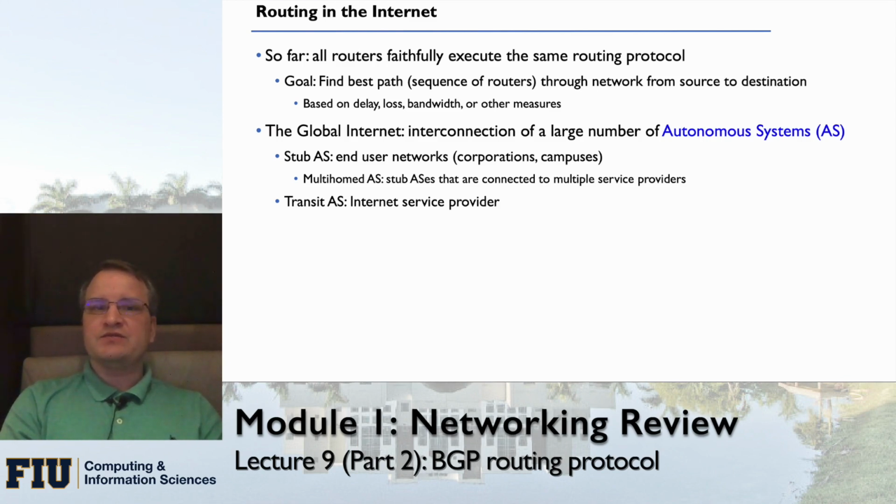The stub AS is effectively the end user network. Anybody who is simply at the end and is not in the business of forwarding packets. They are only serving their own needs, like a campus or corporation. Those stub ASes usually connect to just one ISP, but more and more they are actually connected to multiple networks.